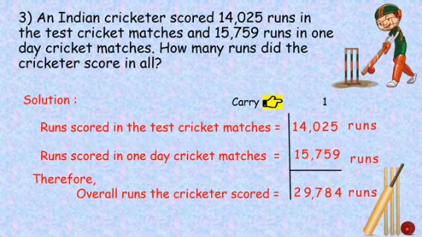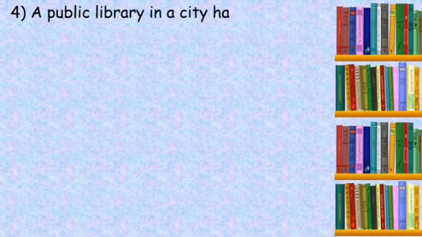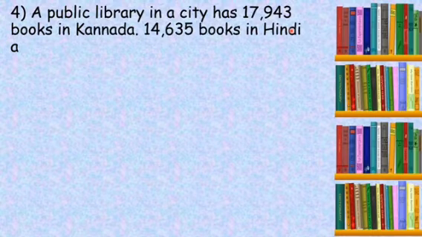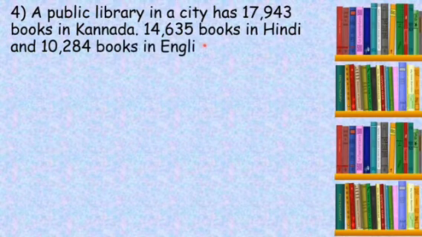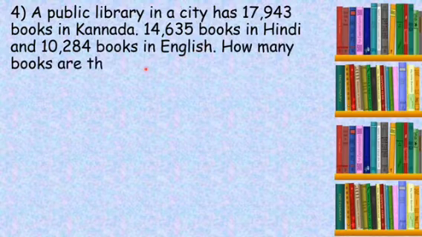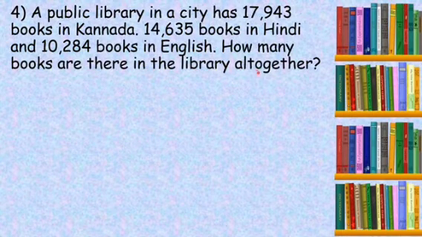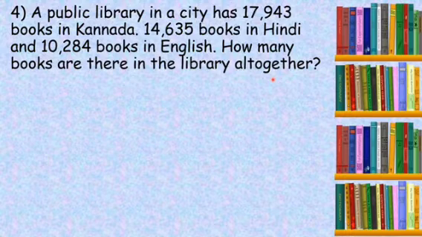Now moving on to next problem. A public library in a city has 17,943 books in Kannada, 14,635 books in Hindi and 10,284 books in English. How many books are there in the library altogether? Now they have given a few details or number of books of each subject. We are supposed to find the total number of books in the library.